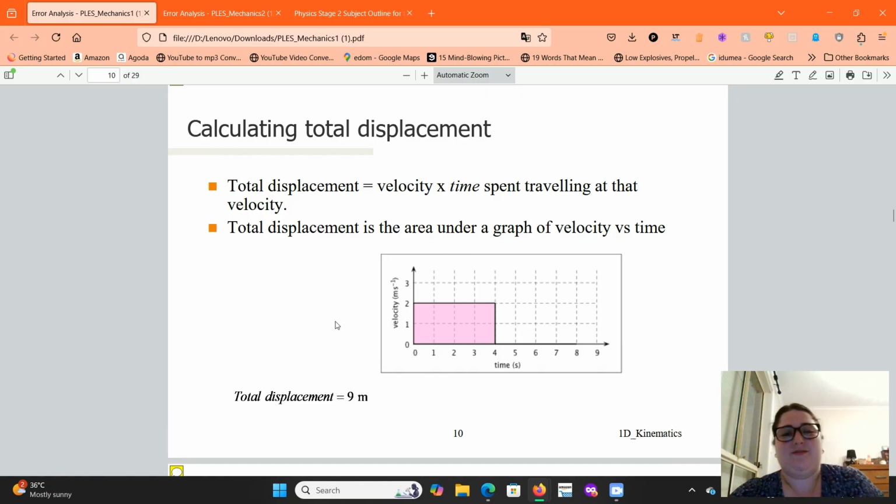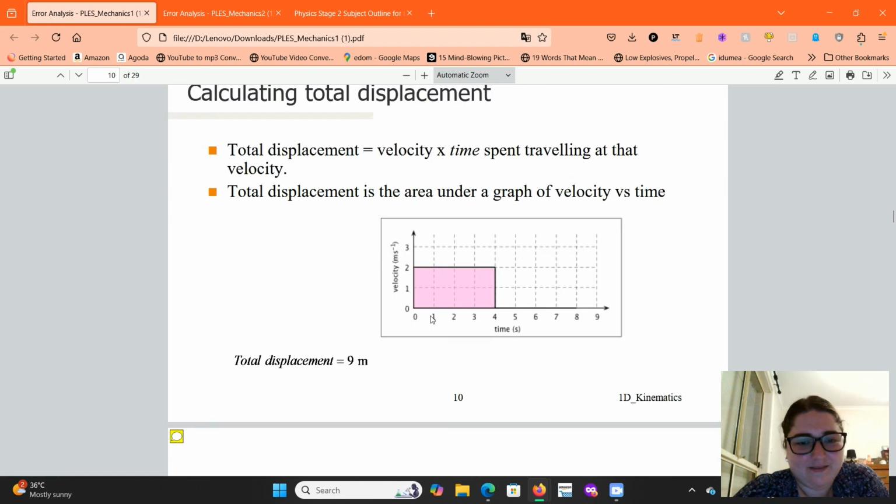Yes, you can draw a nice square and then count how many squares there are. Is this squares? No, 1, 2, 3, 4, 5, 6, 7, 8. Why is it 9? Oh, because it's the area. Alright, that is a typo. That should be 8 meters. It's the same way you would calculate any other area of a shape.